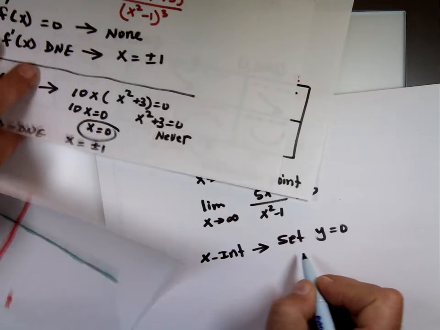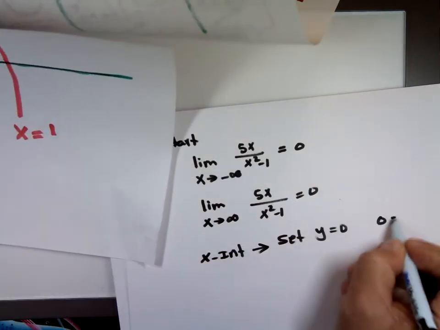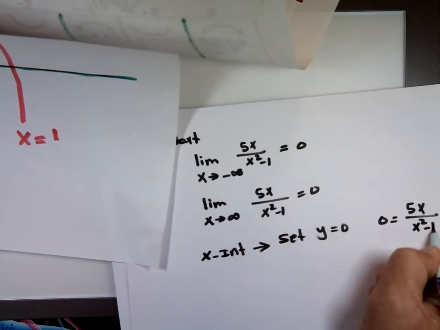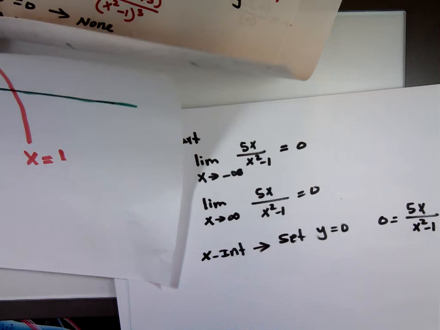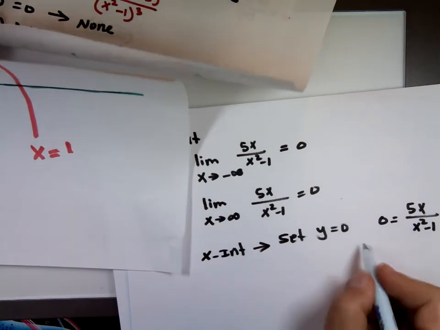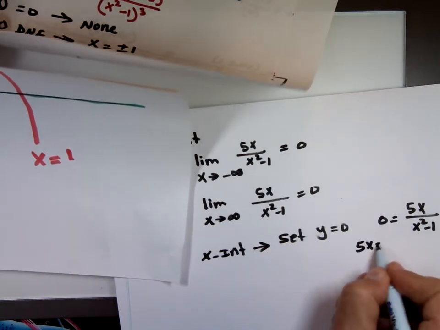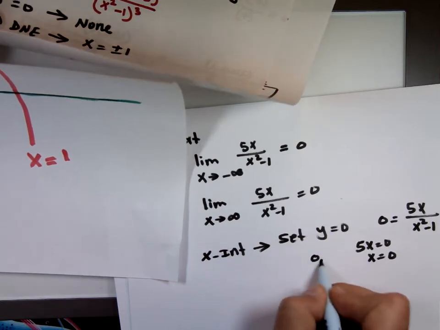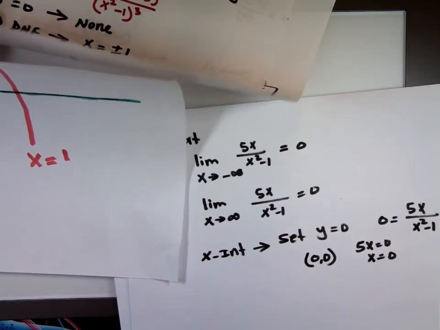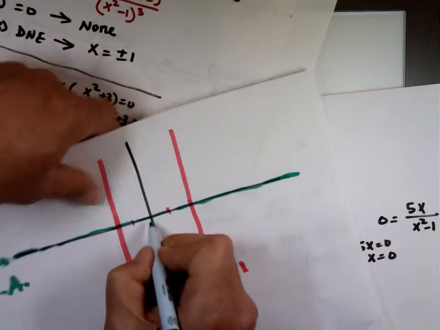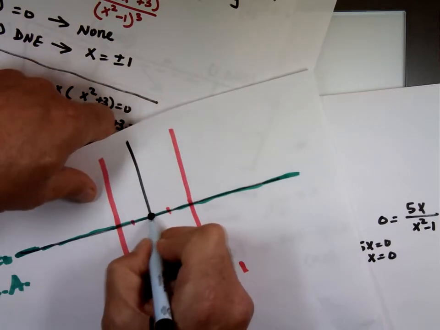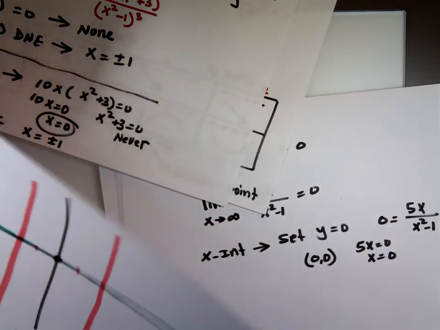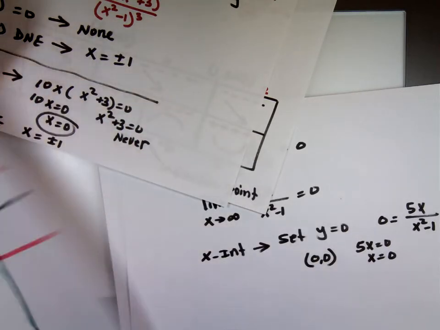So you take your function. The only way a fraction would be 0, of what? If the top is 0. So that's 0, comma 0. That's the intersection. So right here, that's the point.